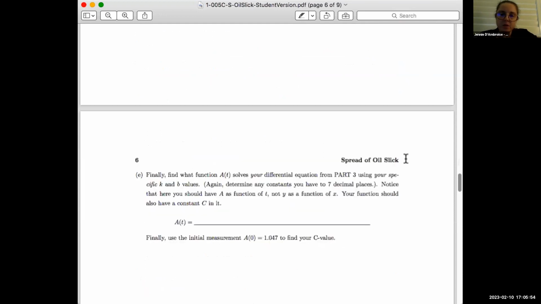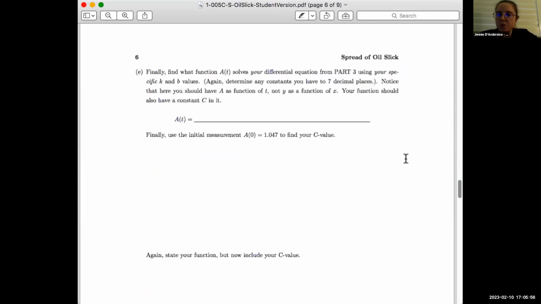And then finally, we get back to the differential equation for the oil slick, which follows the same pattern of that first order linear constant coefficient. And then they can utilize the solution from their guess and check exercise.